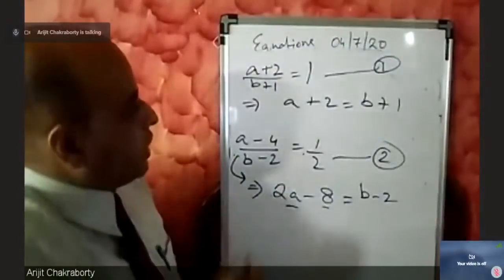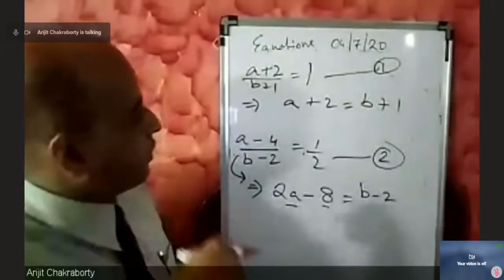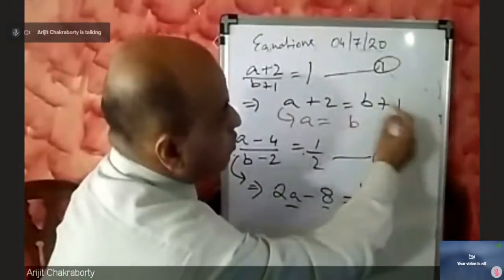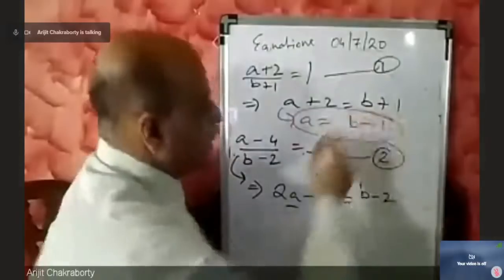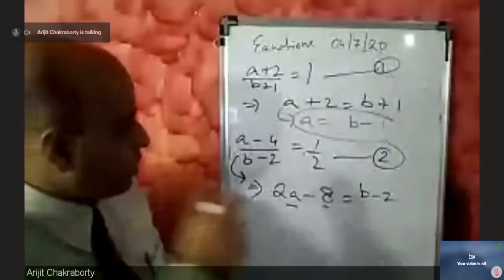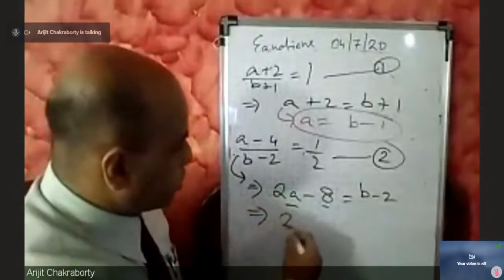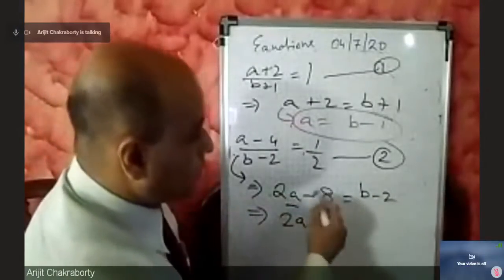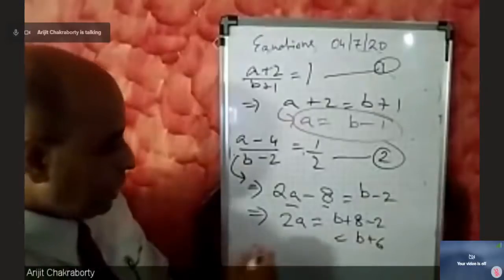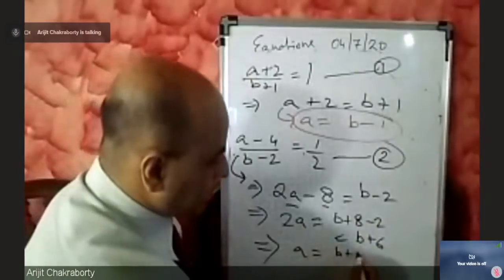So we can see from the first equation, let us try by substitution. From here we can see a is equal to b plus 1 minus 2, that is b minus 1. This is the value of a we have got. In the second equation, what have we got till now? We have got 2a minus 8 is equal to b minus 2, or in other words 2a is equal to b plus 8 minus 2, that is b plus 6. From here we are getting a is equal to (b plus 6) by 2.